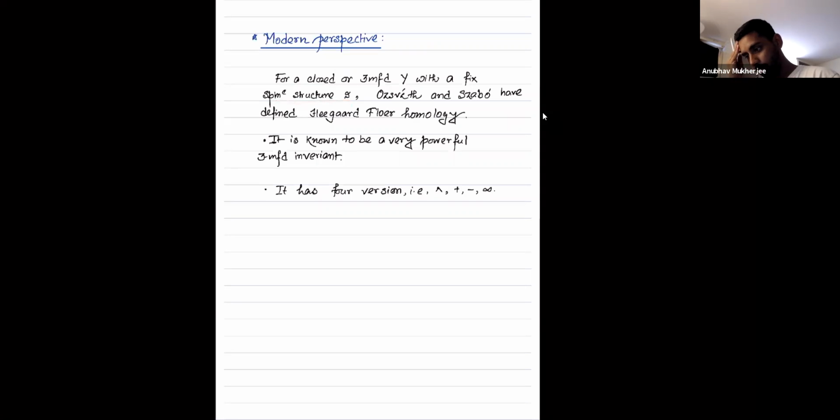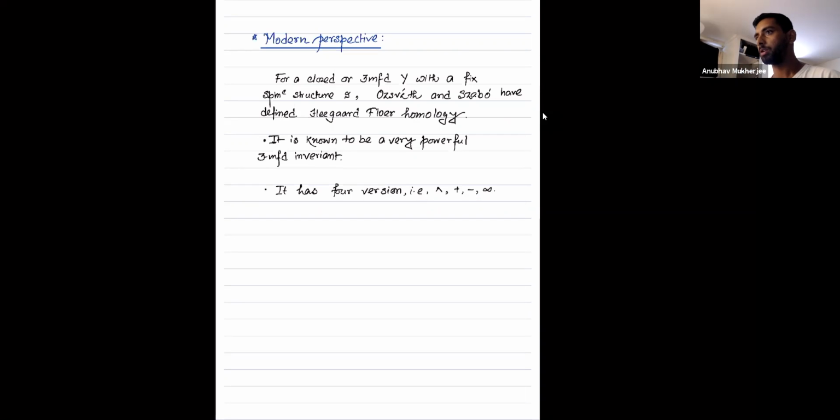Given a closed 3 manifold with a fixed spin^c structure, Ozsvath and Szabo defined one particular kind of homology, which is known as Heegaard Floer homology. In turn, this Heegaard Floer homology turns out to be a very powerful 3 manifold invariant. And it has four flavors, that is hat, plus, minus, and infinity.